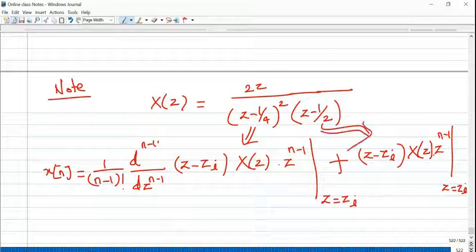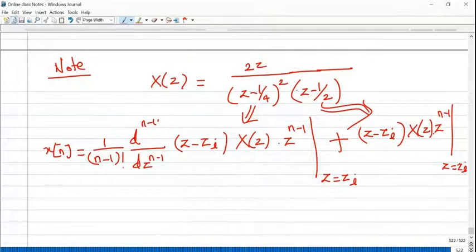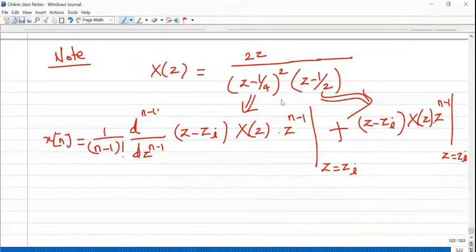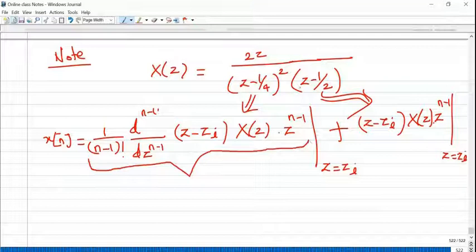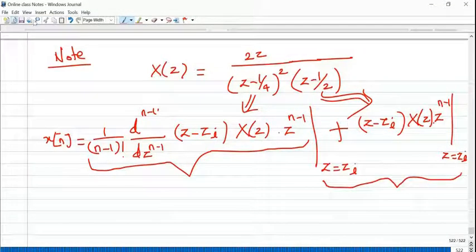Understand? If X of z is given like this, then for the pole z equal to 1/4 you follow this method, and for the pole z equal to 1/2 you follow that method. Previously we discussed examples 1 and 2 separately, so I'm giving you this hint. In the examination, if the problem comes in this particular format, you have to solve it in this method.